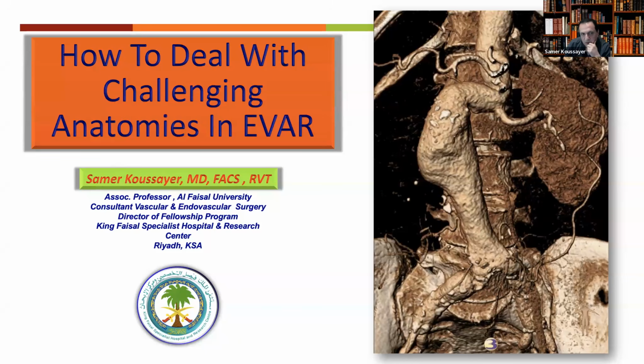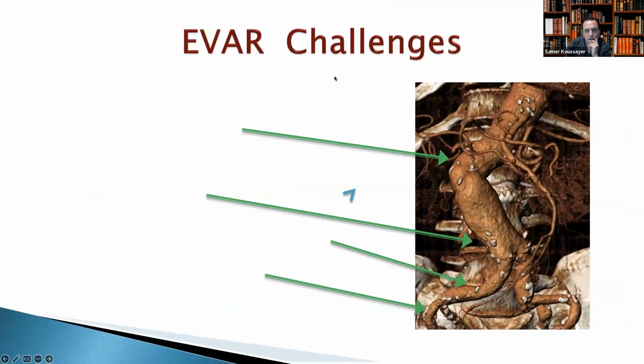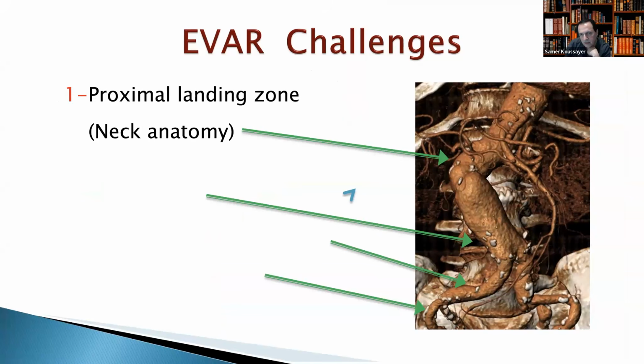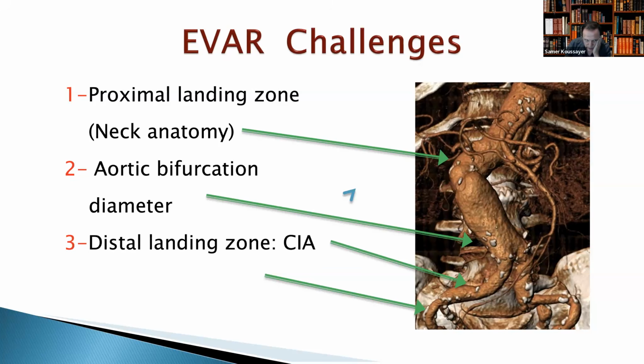So when we talk about challenging, the challenge could be in four areas when you talk about EVAR. The first challenge could be in the neck, and this is the most problematic challenge we have most of the time. The second challenge could be in the aortic bifurcation, which could be very narrow. The third challenge could be in the landing zone; you don't have a good distal landing zone. And the last one is the access vessel. You have everything fine, but the external iliac arteries are very small. So these are the main challenges you can find when you do an EVAR.